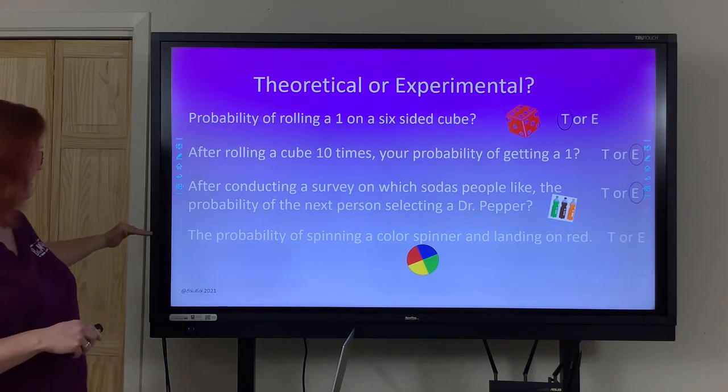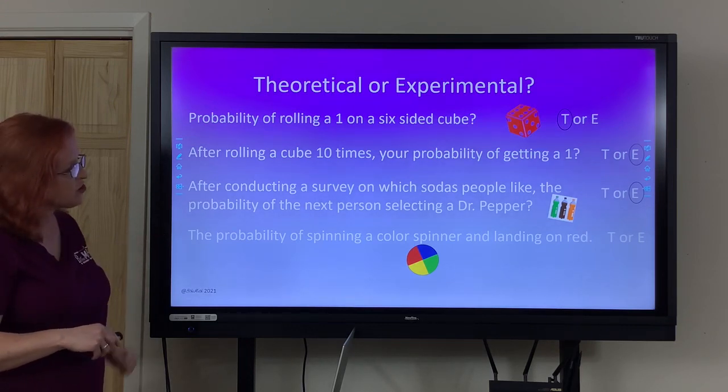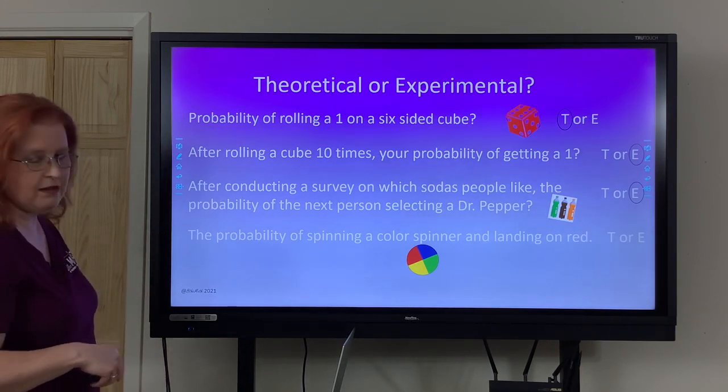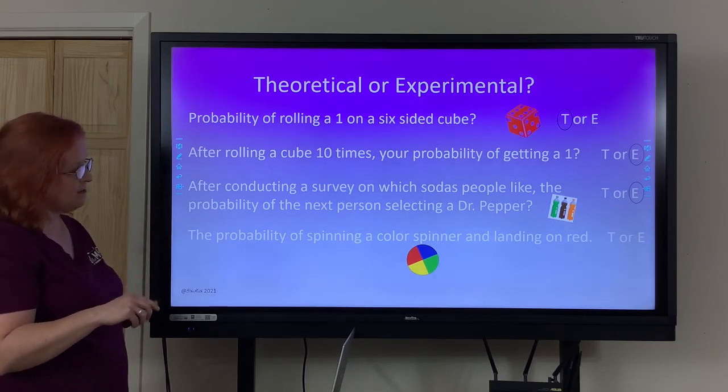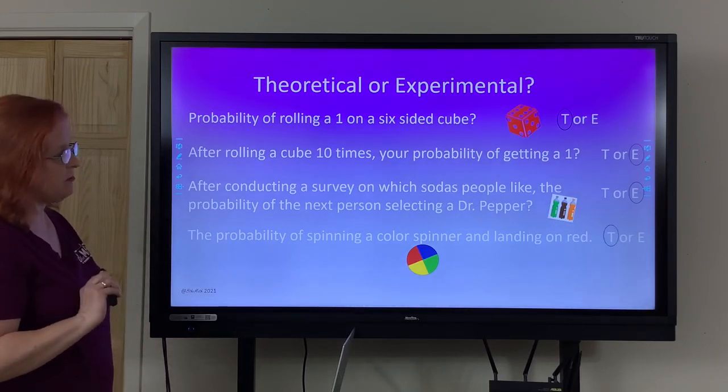And then the last one, the probability of spinning a color spinner and landing on red. Again, you're looking at the item itself, so that one's going to be theoretical.